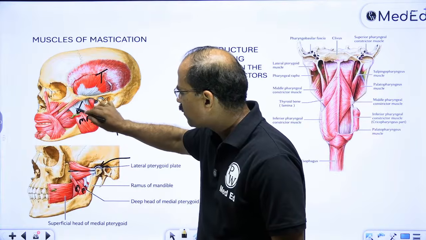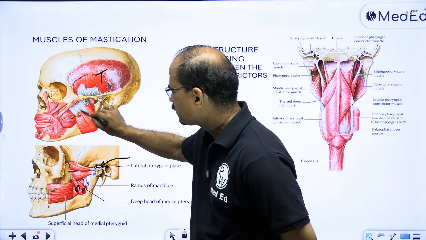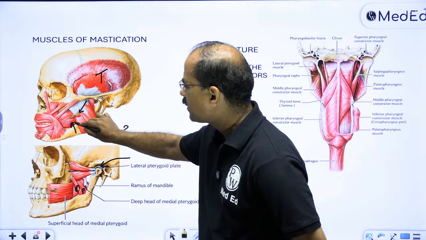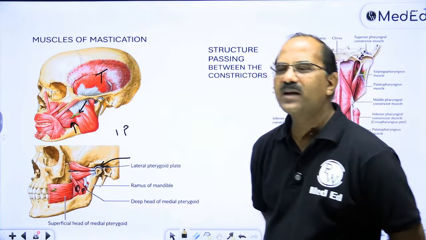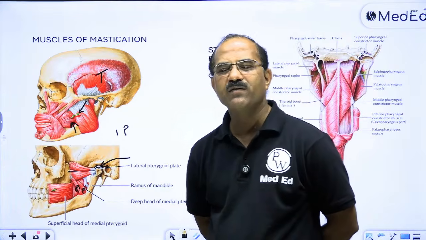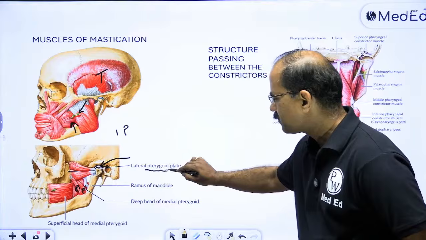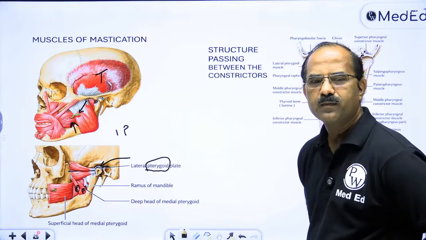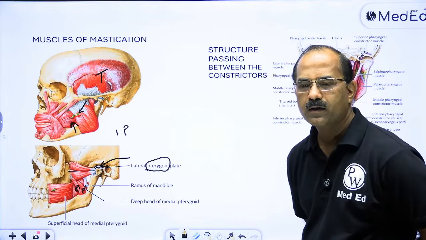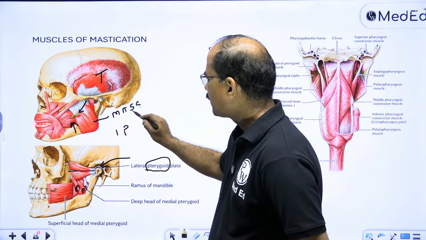Can anyone identify this structure? ये कौन है? What is that? What is this structure and what is this muscle? Any guesses? Lateral pterygoid है बच्चे. P-T-E-R-Y-G-O-I-D. ये देखो. नहीं ये masseter नहीं बच्चे, ये masseter है. That's a masseter muscle.